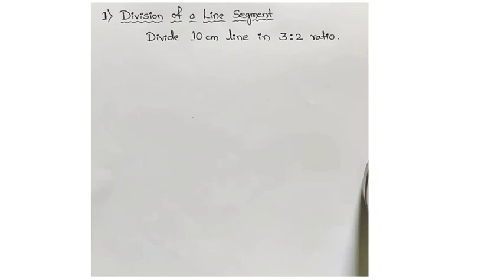In a construction chapter, we are here starting with the division of a line segment. So here with example I will explain how to divide a line segment. So here one example is there. Divide 10 centimeter line in 3:2 ratio. Okay. So for this what we have to do? First draw a 10 centimeter line.